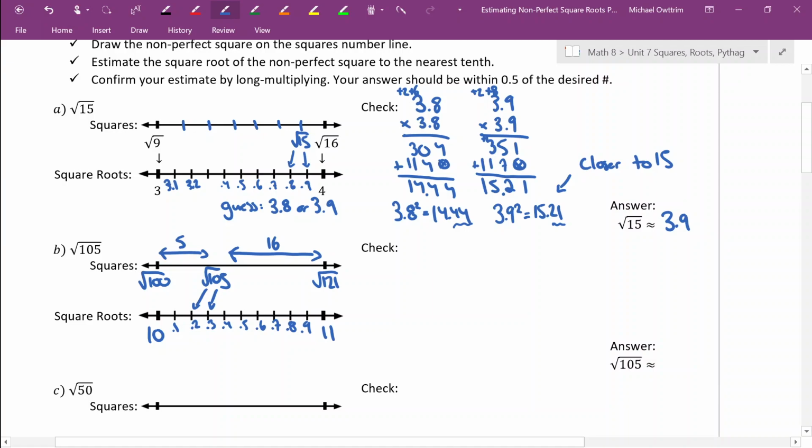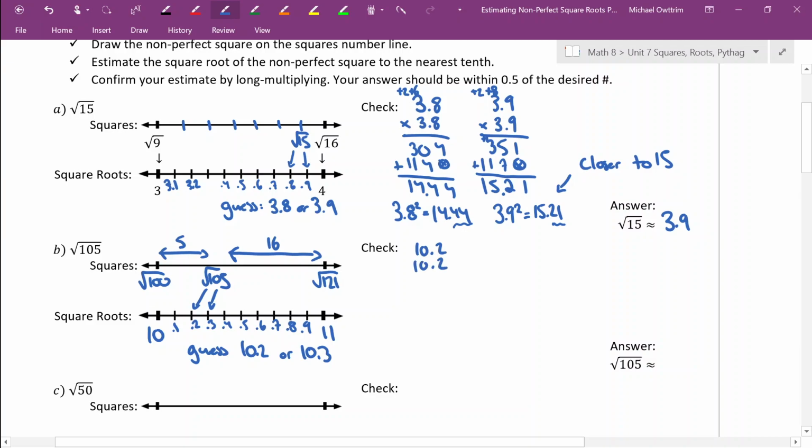I guess I haven't drawn that perfectly there. Obviously about a quarter of the way through my decimals. So I'm going to guess either 10.2 or 10.3. So let's multiply those out to check.